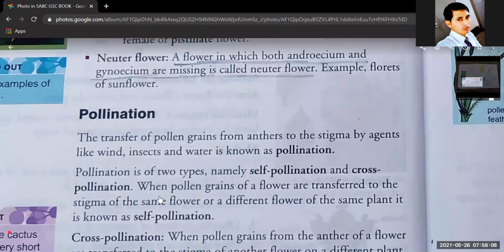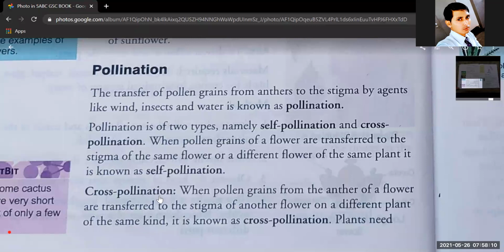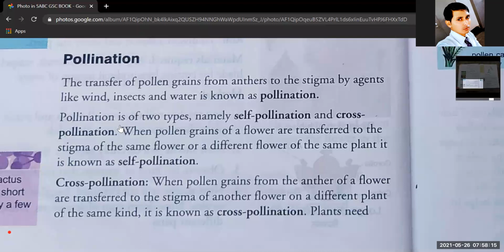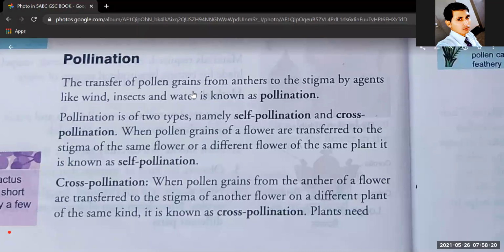Now we are going to study about pollination. What is pollination? The transfer of pollen grains from anthers to the stigma by agents like wind, insects, and water is known as pollination. It means if a bird has taken seeds or something in its beak and then flew to any other place, then it stopped there.